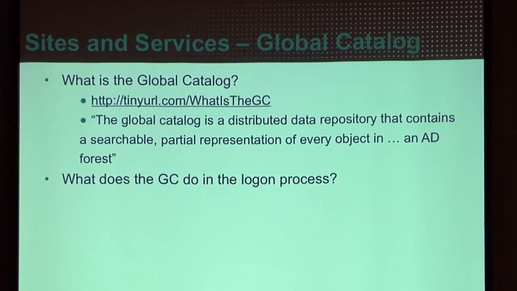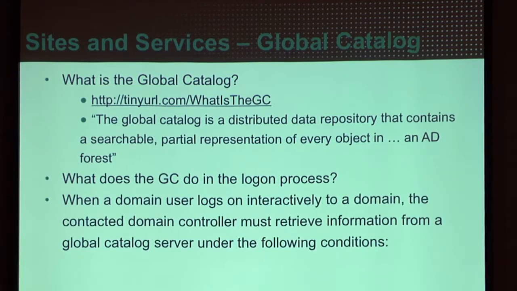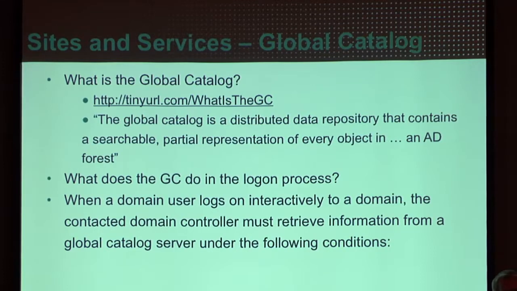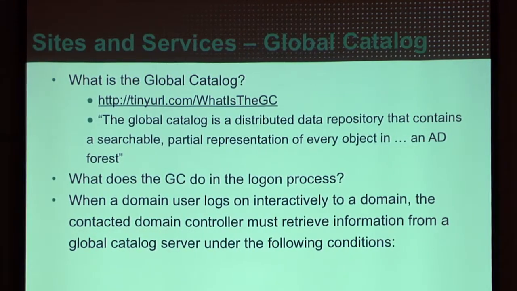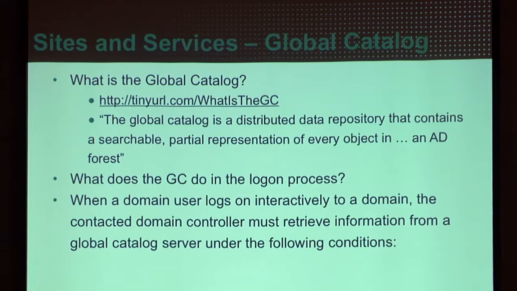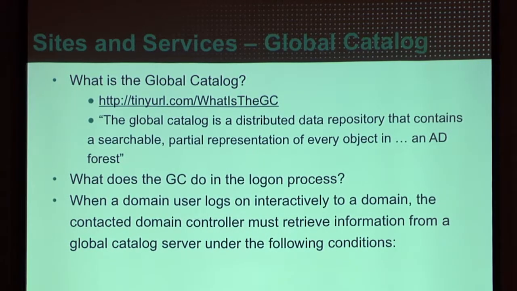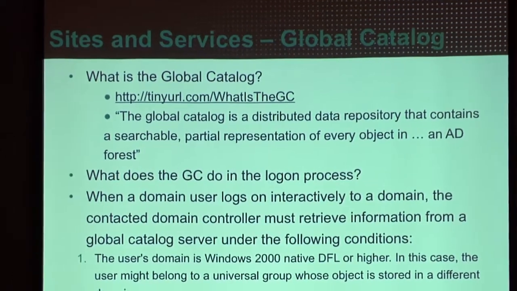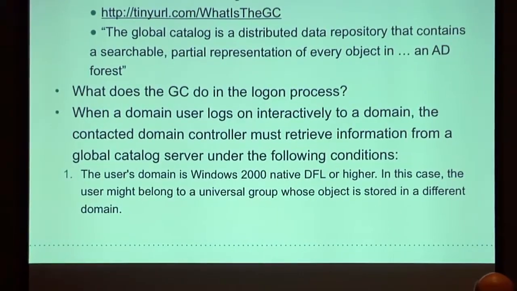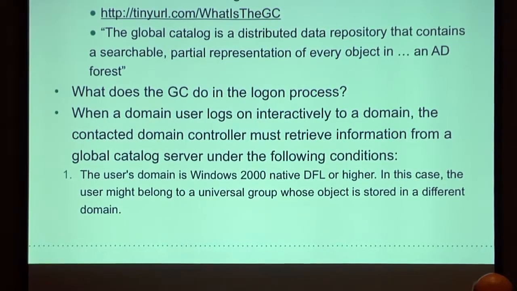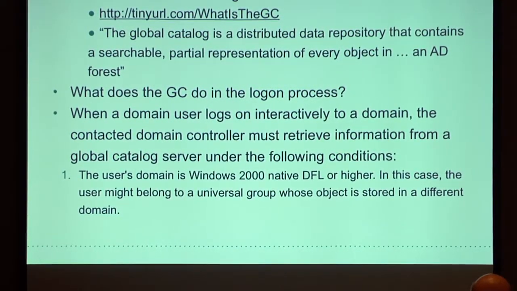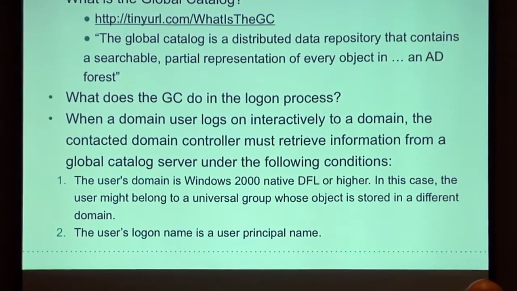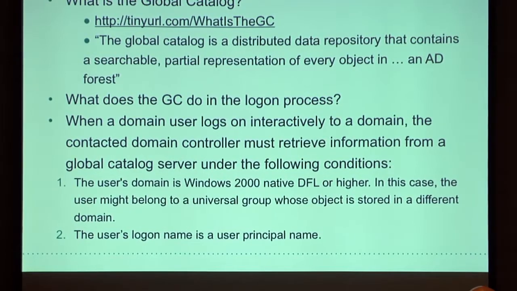So what does the global catalog do in the logon process? Well, we'll cover this in more detail a little later, but when a domain user logs on interactively to a domain, the contacted or authenticating domain controller must retrieve information from a global catalog server under the following 2 conditions. If the DFL is Windows 2000 or higher, you can use universal groups. If you use universal groups, a person could be in a group for an object that's in a different domain. Also, the user can log in using a UPN.